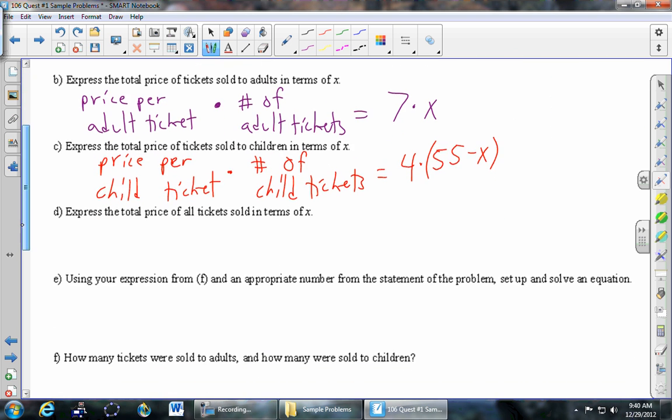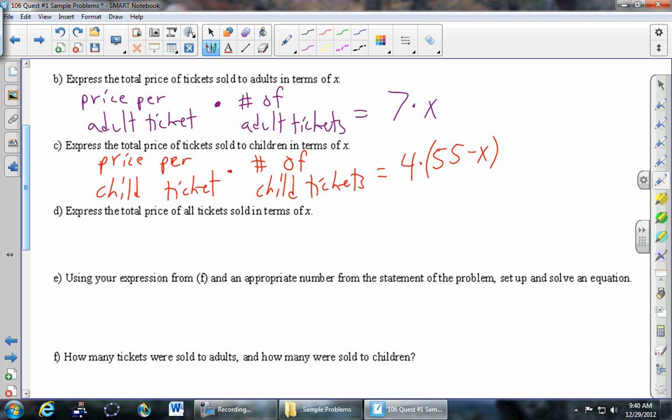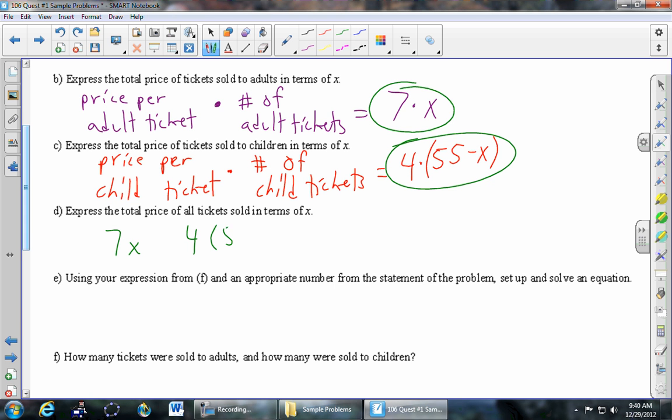Part D, express the total price of all tickets sold in terms of X. So for part D, we're just taking the total price that came in from adult tickets and the total price that came in from children's tickets. We want the total price of all of them. So what should we do with these two things? We're looking for a total, so we're going to add.